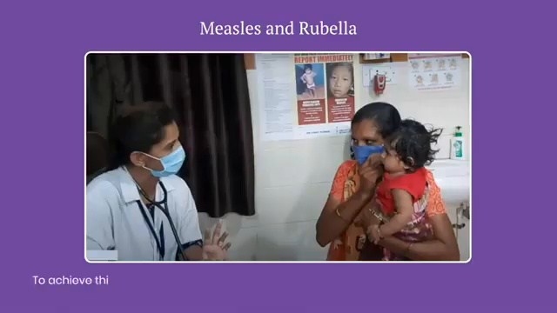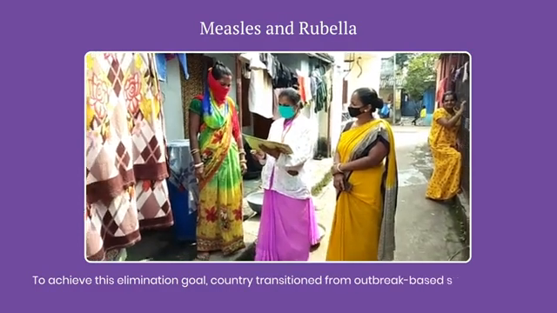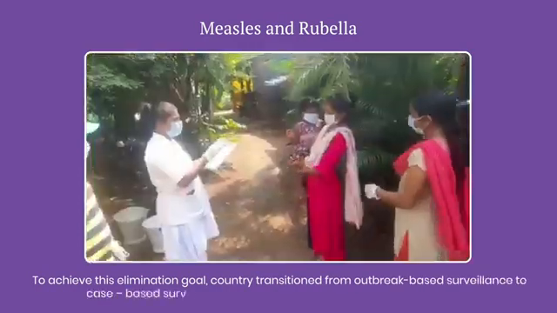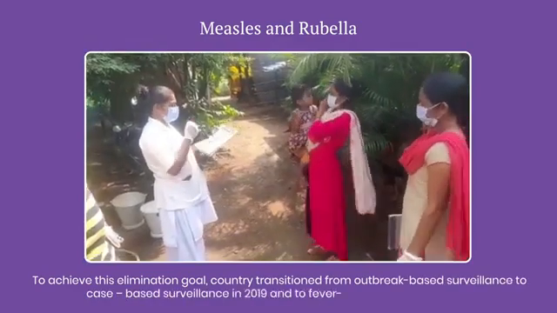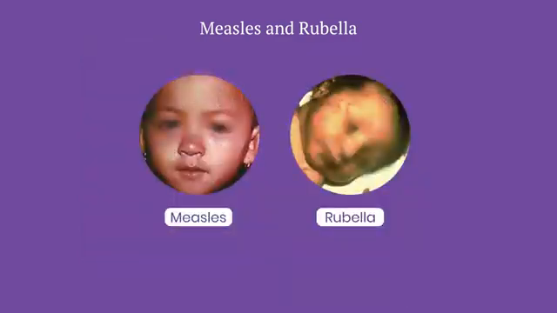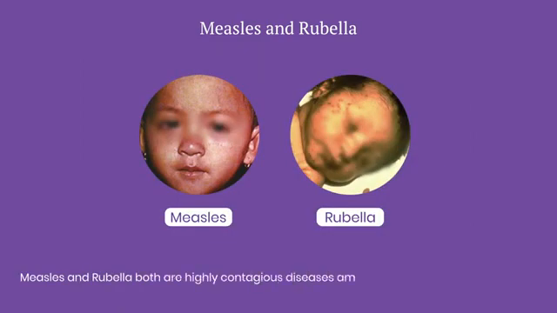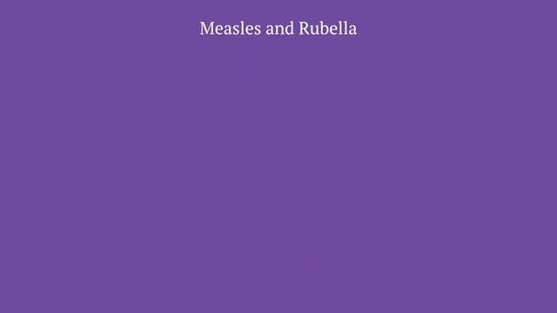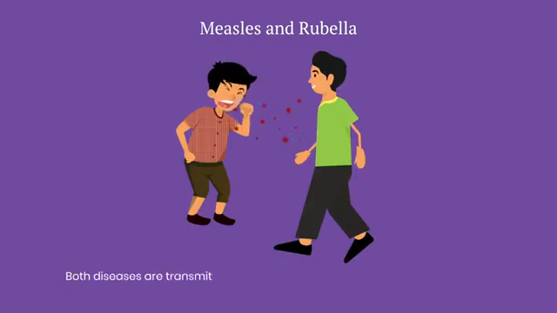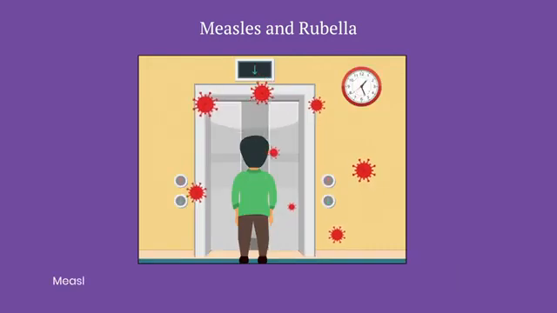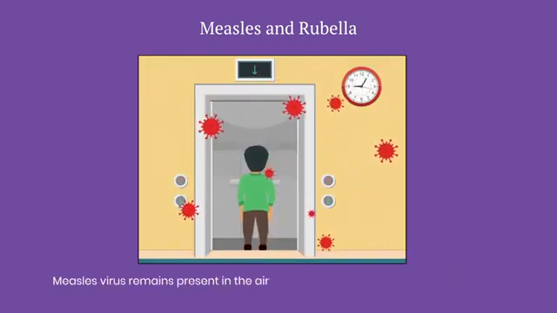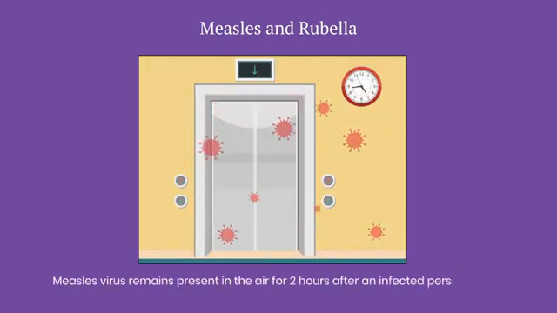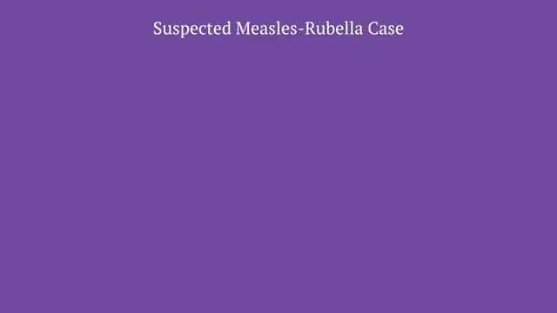To achieve this elimination goal, the country transitioned from outbreak-based surveillance to case-based surveillance in 2019 and to fever rash surveillance in 2021. Measles and rubella both are highly contagious diseases amongst humans caused by viruses. Both diseases are transmitted primarily from person to person via air droplets. Measles virus remains present in the air for 2 hours after an infected person leaves an enclosed area.